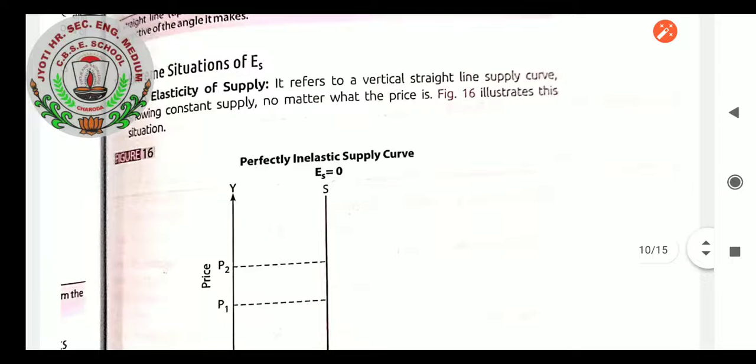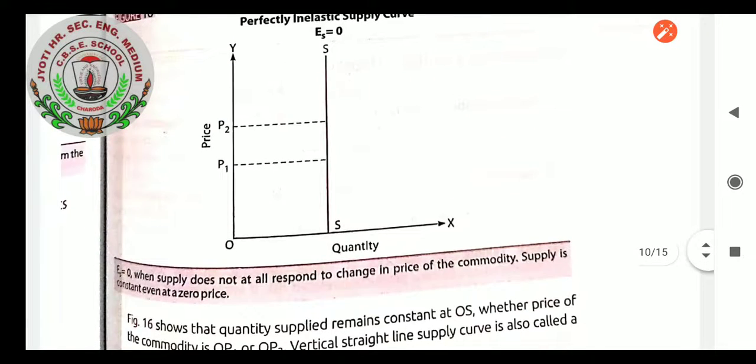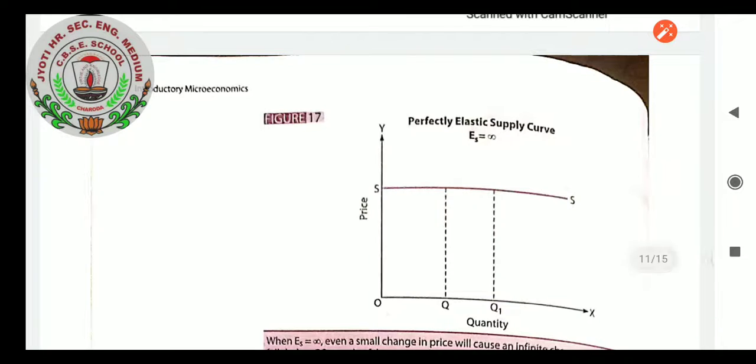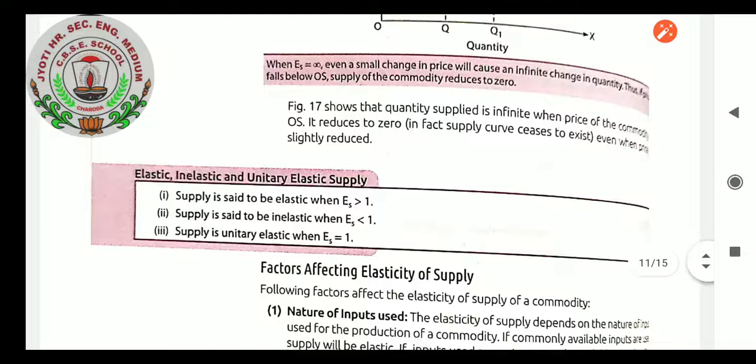Now we have also completed the ES situation when the supply curve is perfectly inelastic: the price is increasing but there is no effect on the quantity; quantity is constant. And we have learned the horizontal straight line supply curve, which shows infinite elasticity, ES equals infinity. Price is constant but quantity is increasing, maybe because the population increased, or the taste for the product increased.